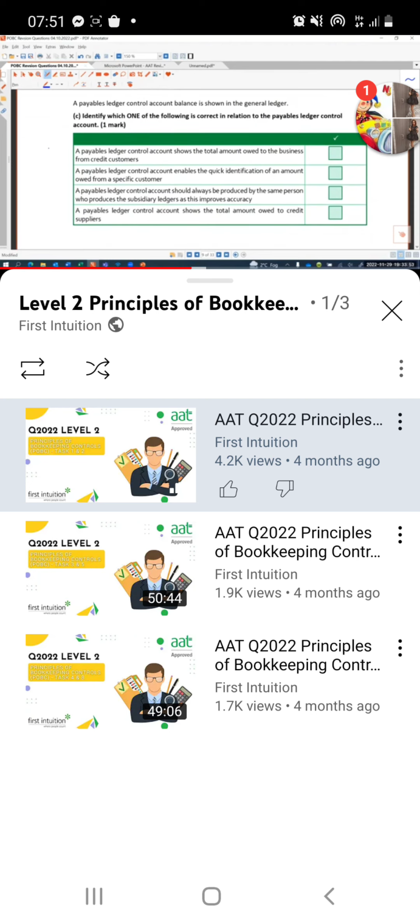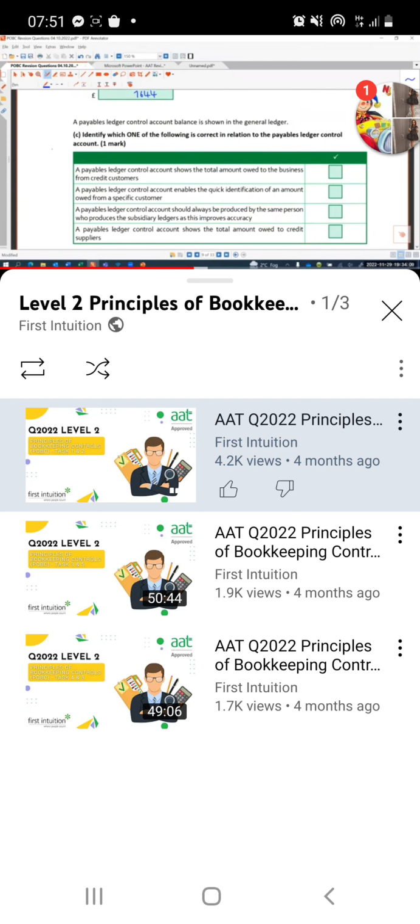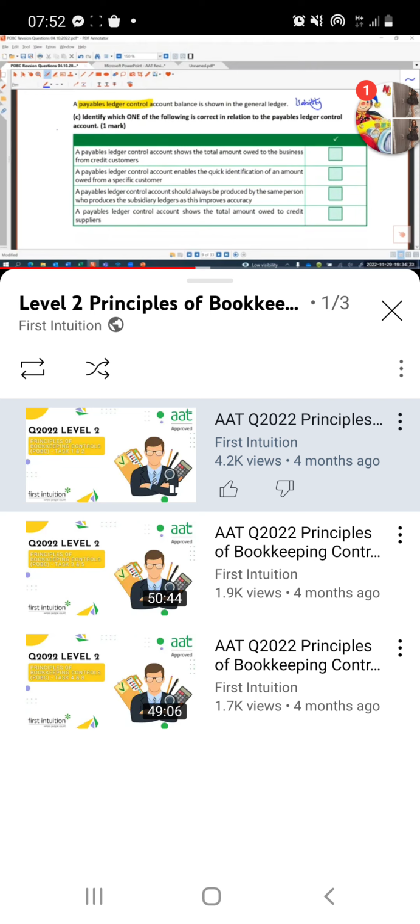So one mark here. This one says a payables ledger control account balance is shown in the general ledger. Payables ledger, that's how much we owe to our suppliers. So this payables ledger account is what I would call a liability. It shows the amount that you owe to your suppliers. And it's shown in the general ledger. And the question wants to know which one of the following is correct in relation to this payables ledger control.